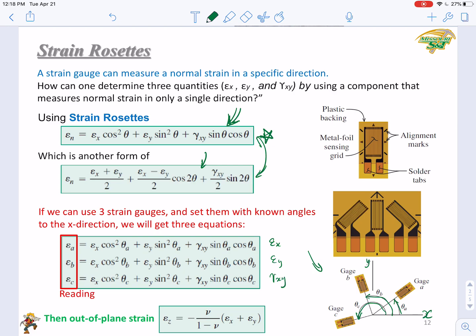If you still want to know the out-of-plane strain, like epsilon z, you can use this equation. Okay, this equation can be used to calculate epsilon z, that is called the out-of-plane strain, from epsilon x and epsilon y, as well as the Poisson's ratio.